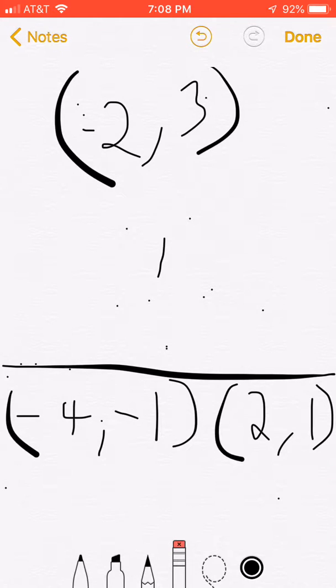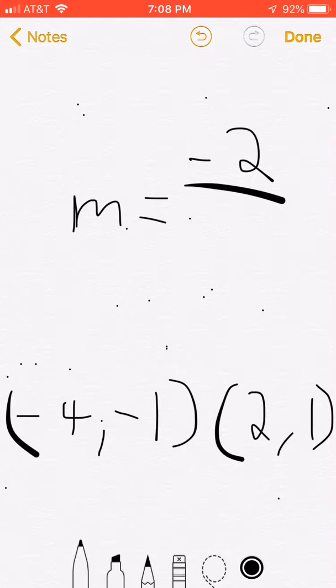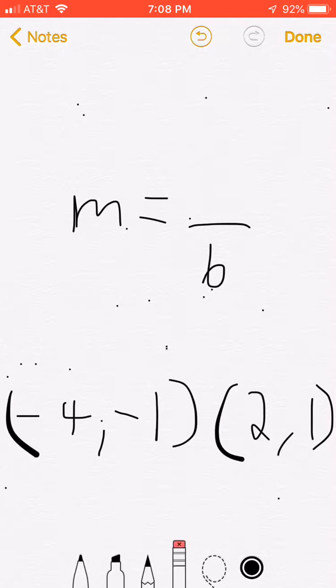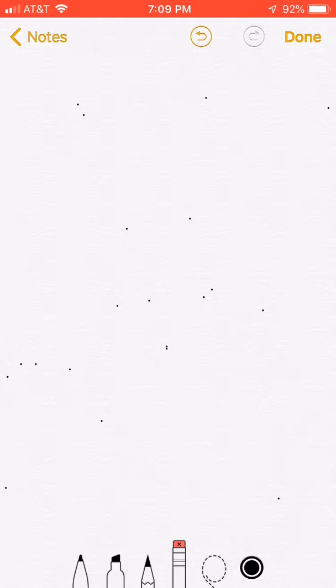Okay. And our next practice problem was this problem. It will be m equals y minus y, so negative 1 minus 1 is negative 2, over negative 4 minus 2, which is negative 6. Simplify two negatives, make a positive to get 2 over 6. And simplify 2 over 6 to get 1 over 3. And that's your answer. Boom! Super easy, right? Nothing hard.